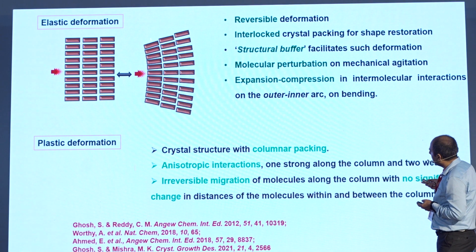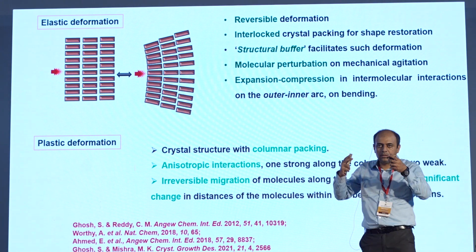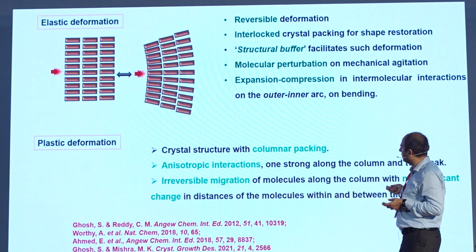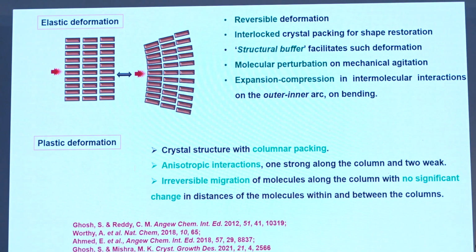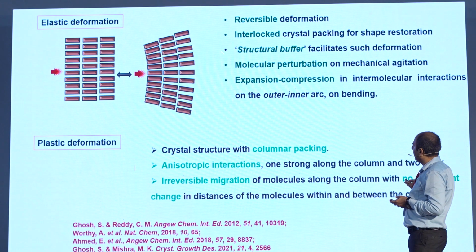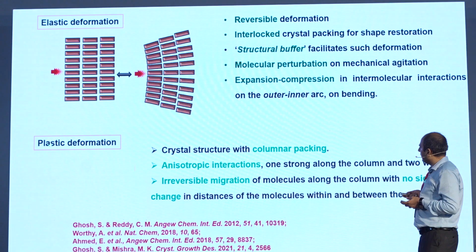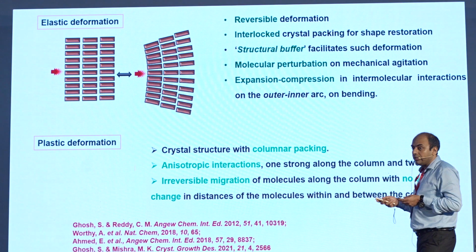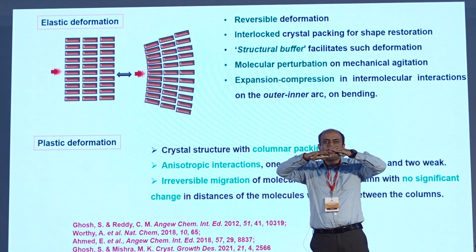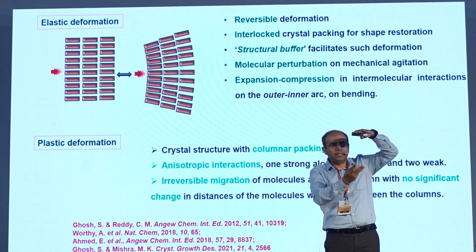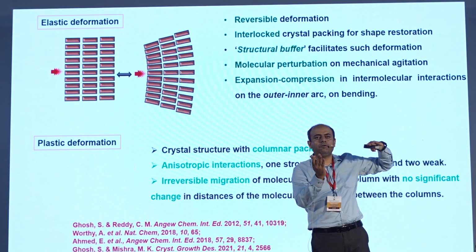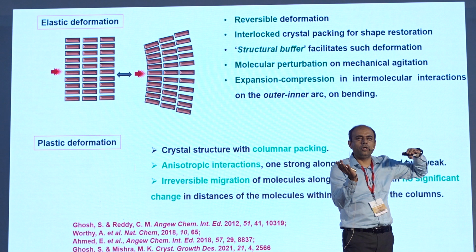The inner arc is shorter in length than the outer arc. So the outer arc deforms, the inner arc is contracted, and the middle layer is the undisturbed layer of molecules. This is what was proposed for the expansion compression model in the case of elastic deformation. Contrary to that, the plastic deformation is characterized with columnar packing, and there are anisotropic interactions. So in one direction you have very strong interactions, in other directions you have very weak interactions, and that is what facilitates movement of molecules along the weak interactions.